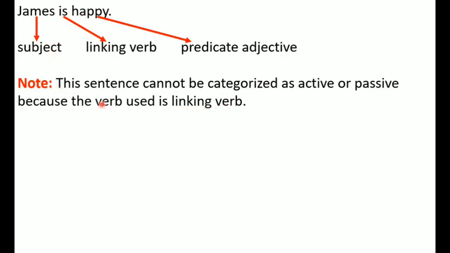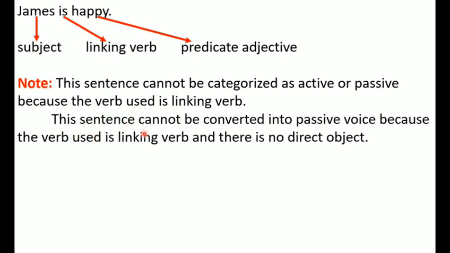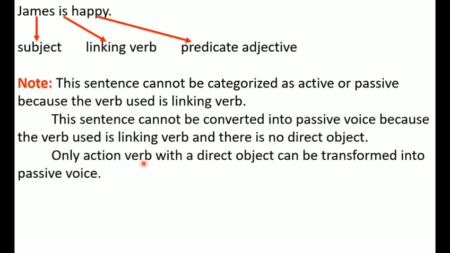You can categorize a sentence as active or passive only if the verb used is an action verb. Pwede mo siyang sabihin na active or passive kung ang ginamit na verb ay action verb. Pero kung ang ginamit ay linking verb, hindi mo pwedeng categorize na active or passive. Now, this sentence cannot be converted into passive because the verb used is a linking verb, and there is no direct object. Only an action verb with a direct object can be transformed into passive voice.